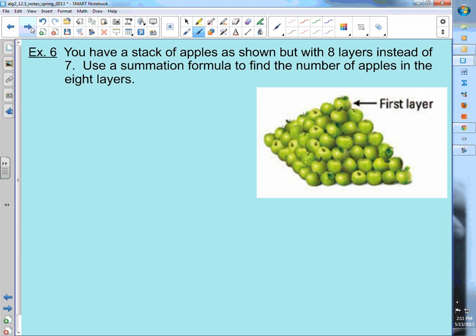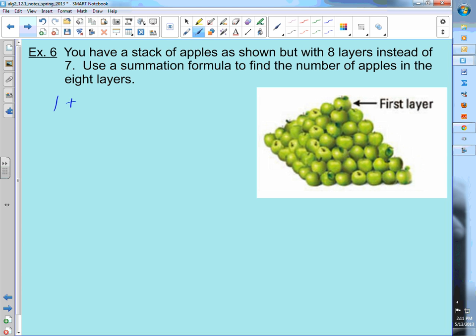So, this is a type of application problem that has got a pattern to it. And you have a layer of apples. They're calling the top layer the first layer, which to me just sounds silly, because it seems to me that would be the last layer, but oh, I know. You have a stack of apples. How many are in the first layer?